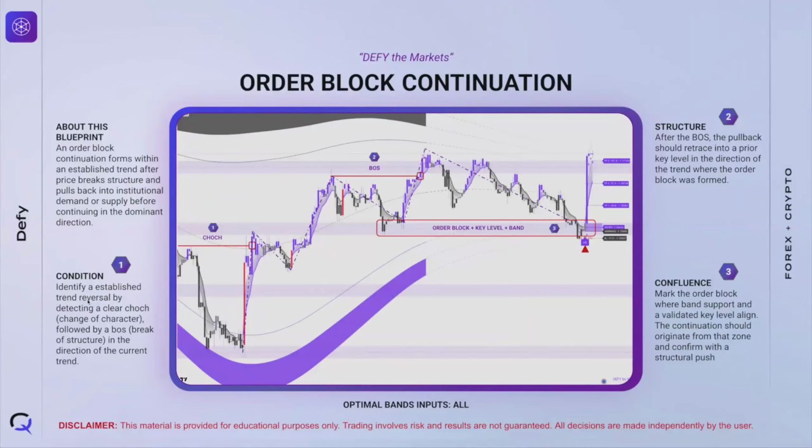You just want to identify an established trend reversal. So if the market is trading down, you want to make sure that you identify a change of character, or the market first breaking in the opposite direction of the trend, and then establishing a new high, and then breaking that new high. So you want to see a change of character followed by a break of structure. And when that happens, you're now looking for the market to pull back into your order block. And you just want to make sure that your order block and your validated key level, your bands, are all in alignment. That's what's going to give you the confluence to say, hey, might be a good discounted range in this example for that market to continue to push higher.